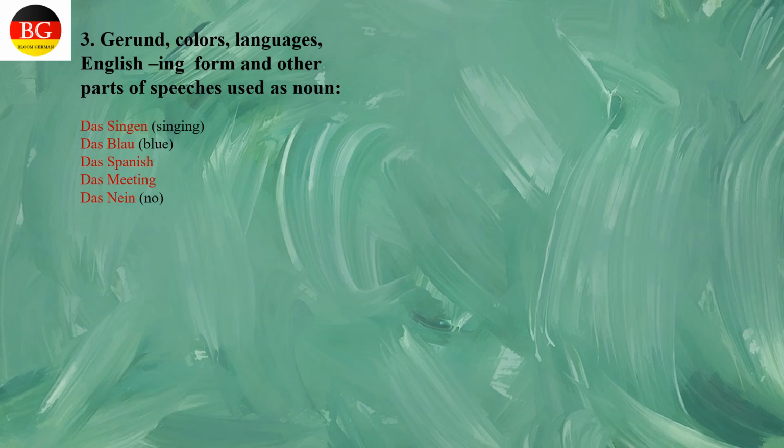Gerunds, colors, languages, English -ing forms and other parts of speech used as nouns. Zum Beispiel das Singen, das Blau, das Spanisch, das Meeting, das Nein. Respectively, alle sind neutral in form.